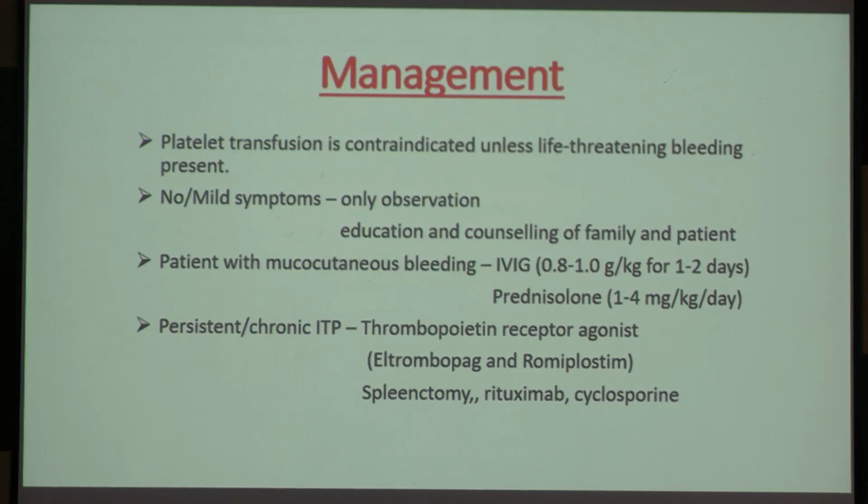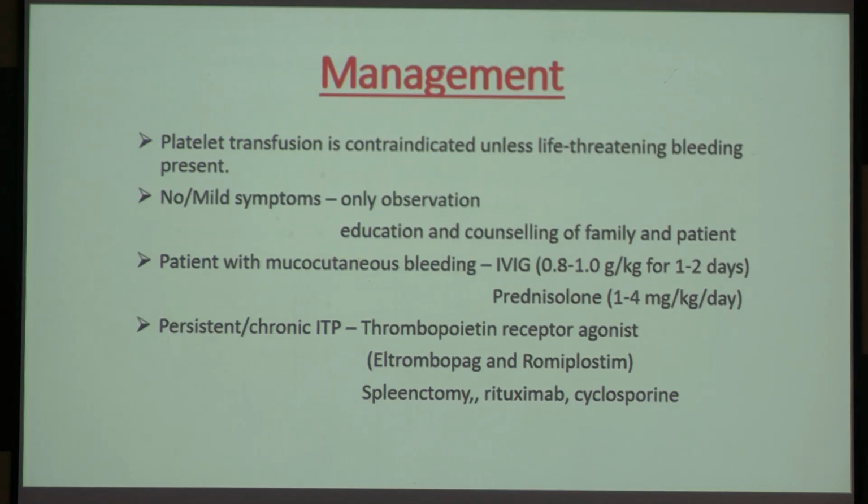If there is severe or moderate ITP with mucocutaneous bleeding, then we will give IVIG. The dose is 0.8 to 1 gram per kg body weight for 1 to 2 days. And another is steroid prednisolone. Dose is 1 to 4 milligram per kg per day. So two drugs are there, one is IVIG, another is prednisolone.